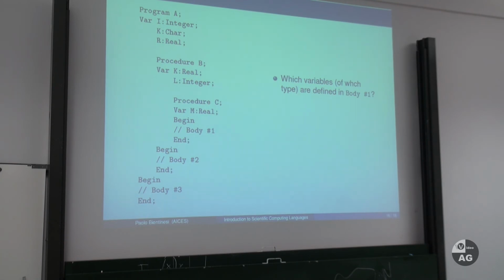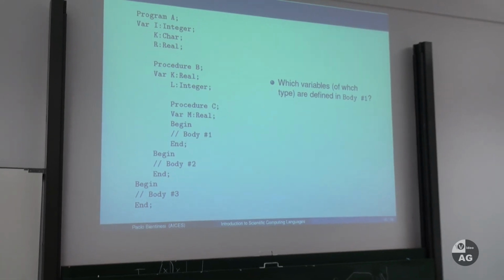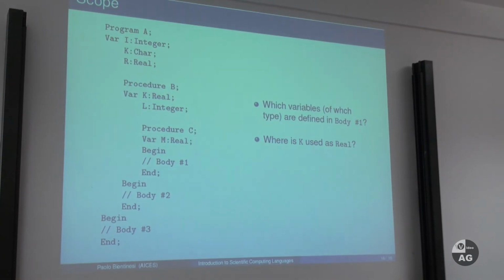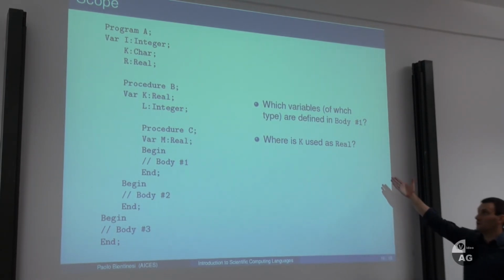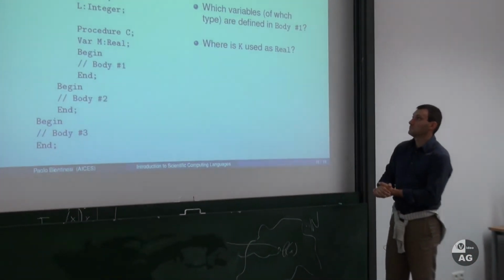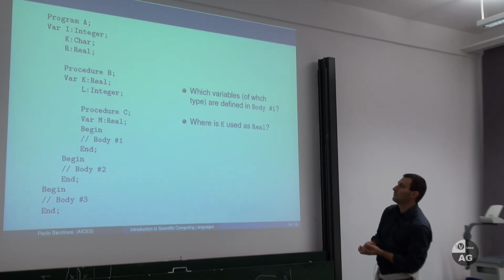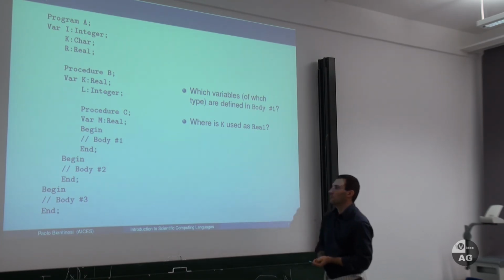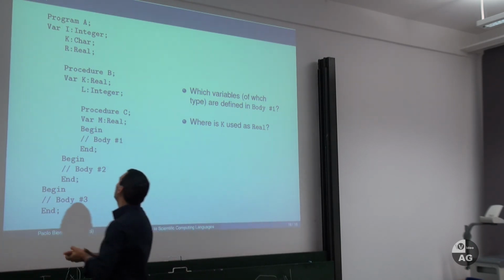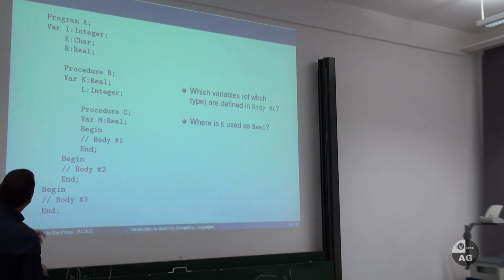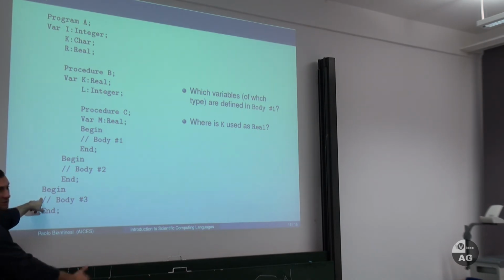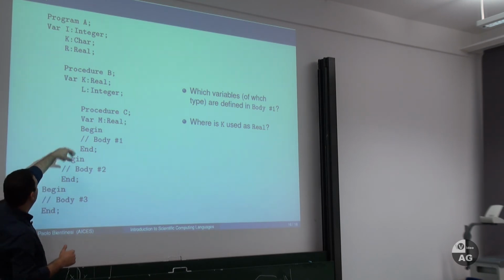So, okay, that was the first question. If you guys don't have the idea of scope clear, just ask. Otherwise, we move on to question number 2. Where can I use k as a real? Body 3. Wait. How can you define it in body 3? You certainly cannot use it in body 3 because it's before. In body 3, this guy has not been defined.